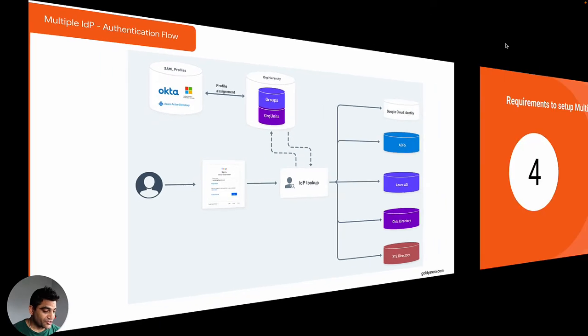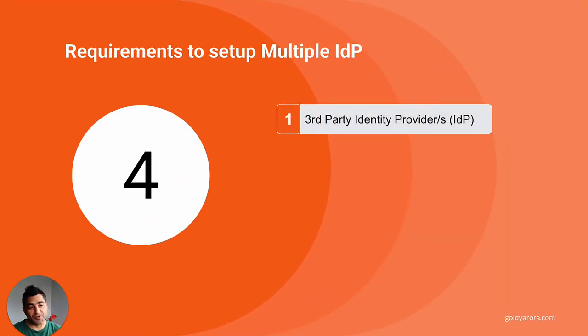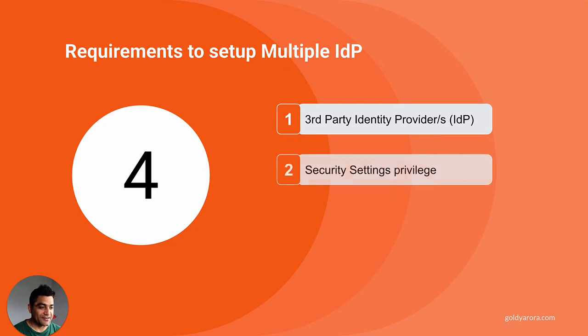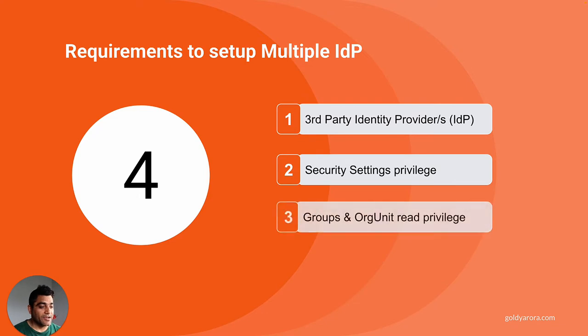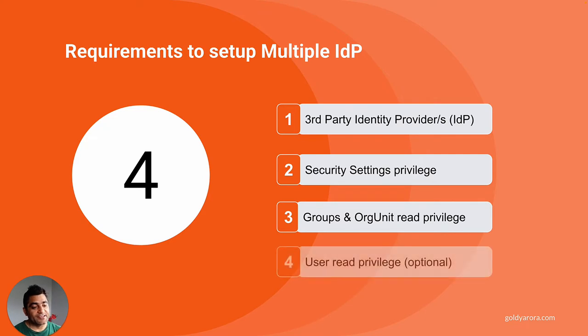Now, before I show the demonstration, just a few things that you should keep in mind, the logistics that you should take care of. The first one, of course, is you should have third-party identity providers in place to leverage this functionality. Second, you should have security settings privilege. If you have super admin, that's perfect. You should also have groups and organizational unit read-only privilege so that you can see those org units and groups when you are doing the profile assignment. And finally, optionally, you should also have user read privilege, so that if you just want to check which specific SAML profile is assigned to a given user, you can do that.